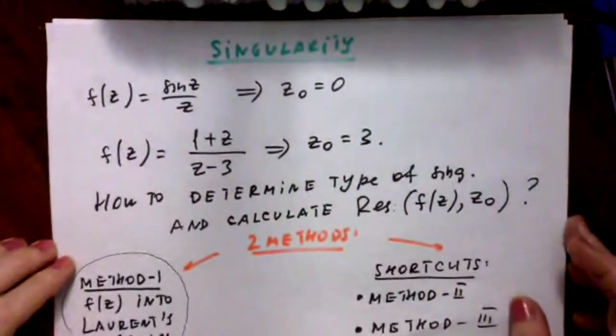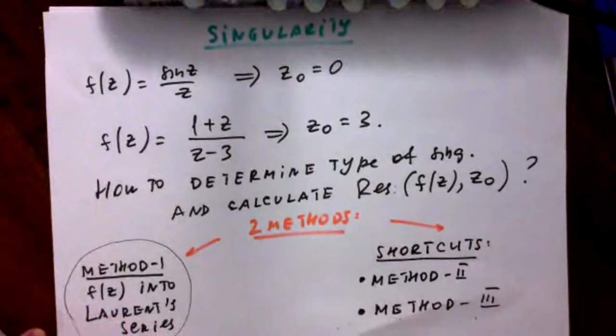Hello everyone. Today I'm going to continue the discussion about singularity points of analytic complex variable functions and how to determine their types. Let me remind you the very first page from our previous tutorial.